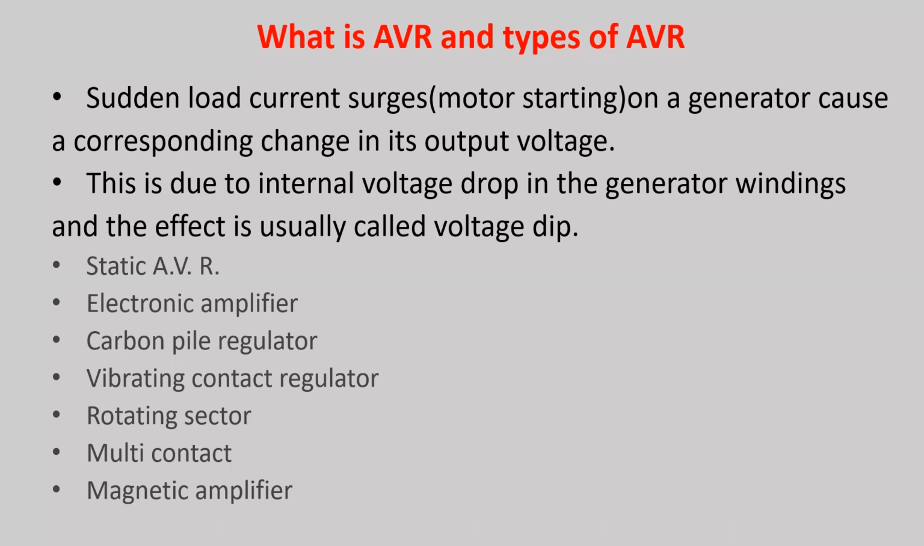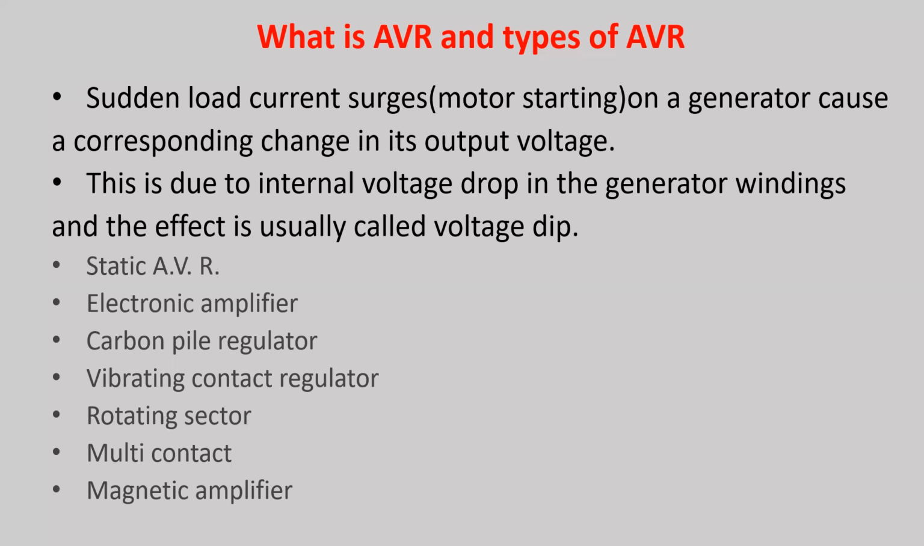So we have to maintain the proper output voltage because that is given to other loads. So the equipment has to run with that voltage. This is due to internal voltage drop in the generator winding, and the effect is usually called voltage dip. Or suddenly, at the time of winter season, if I am putting off many ACs, then there will be less voltage also. It can be voltage more or less. This output imbalance is being checked by the AVR and it is being regulated. That is automatic voltage regulator.